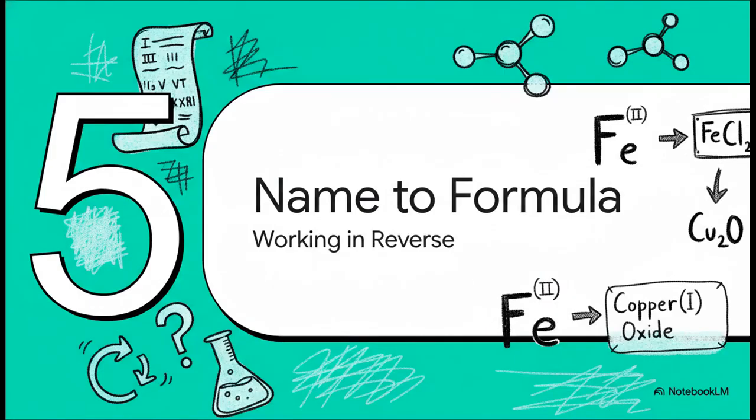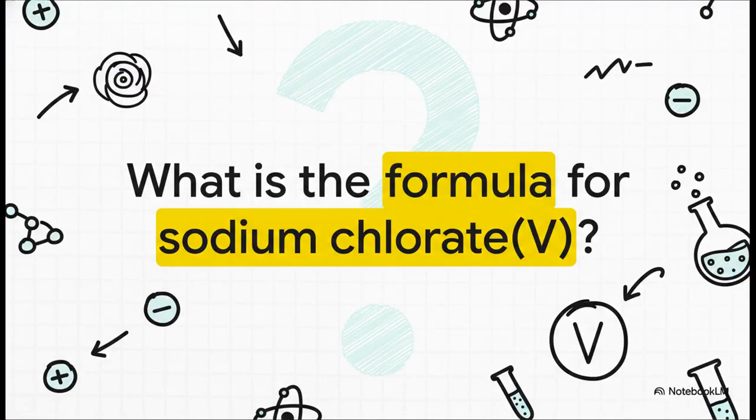Okay, so we've gone from the formula to the name, but the real test of whether you've got it is, can we work backwards? Let's see if we can build a chemical formula just from its name. Let's tackle this one, sodium chlorate V. Right away, your eyes should go to that Roman numeral. That V is our biggest clue. It's telling us loud and clear that the oxidation number of the element right before it, chlorine, is +5.